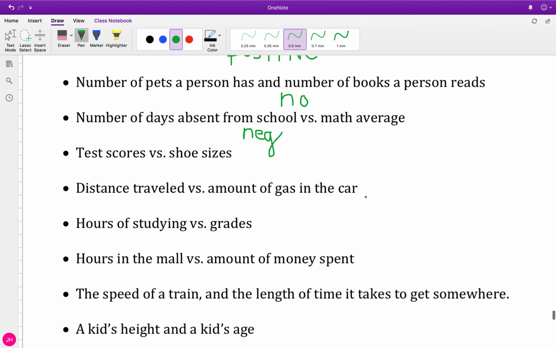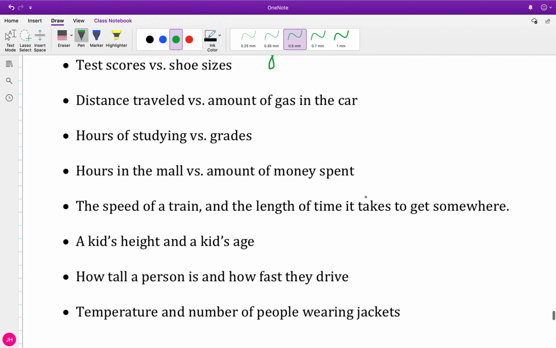So why don't you hit pause real quick and see if you can try the rest of these guys, determine if they're positive, negative, or none, and then come back and I'll fill in the rest of them. So you can go ahead and hit pause.